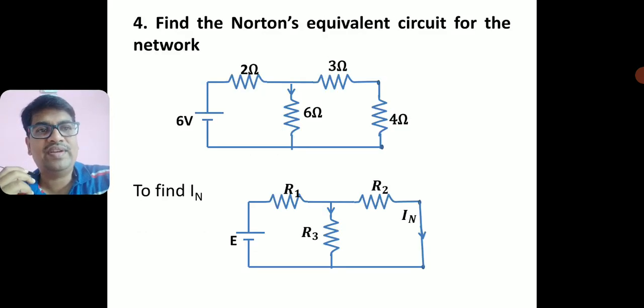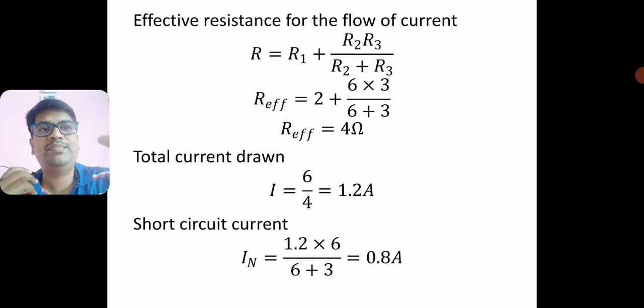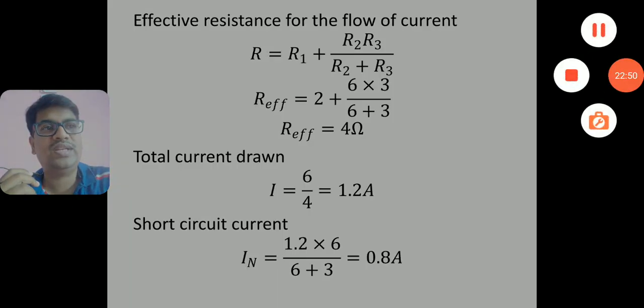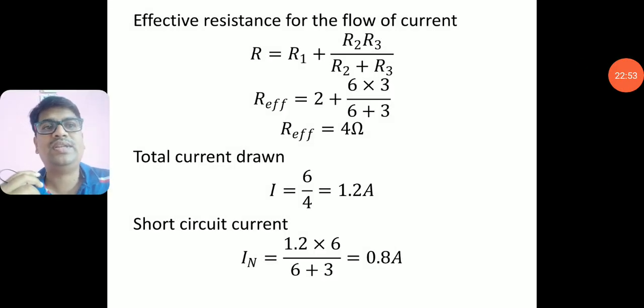Now how do you find the effective resistance? For the flow of current, it first goes through R1, and then it divides at R2 and R3. So R1 is in series, and R2 and R3 are in parallel. Let us substitute: R1 plus R2 R3 by R2 plus R3. So I am finding the effective resistance to find the total current. So it is 2 plus 6 into 3 divided by 6 plus 3. So the effective resistance will be 4 ohm.